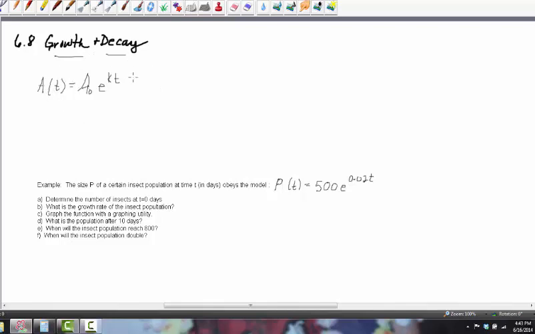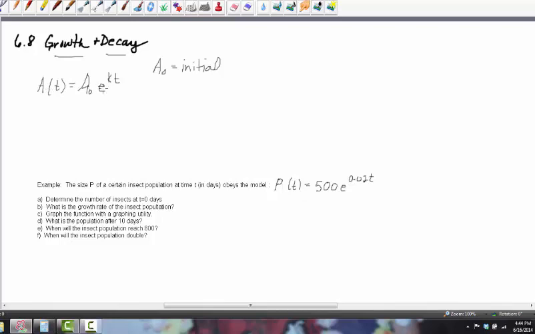All right, so A of t is the amount after the growth or the decay occurs. A sub 0, or A naught, is your initial amount or initial size of a population, and then it grows, where A would give you the size of the population after the growth. Or if you had a substance that was decaying, A sub 0 is the initial amount of the substance, A is the amount that's left after the decay has occurred.